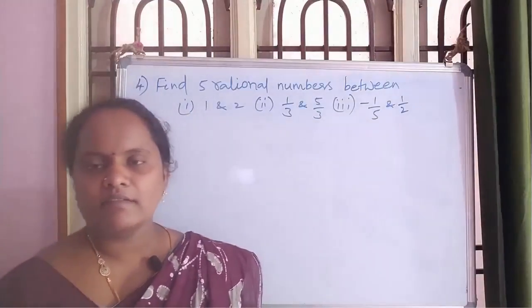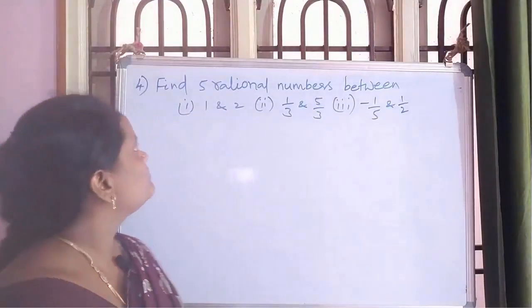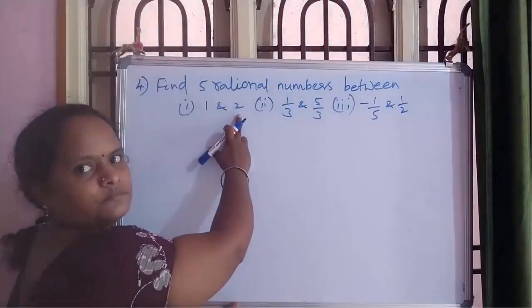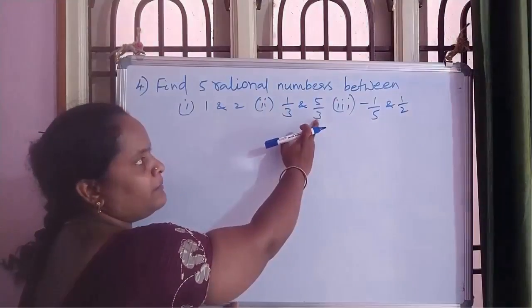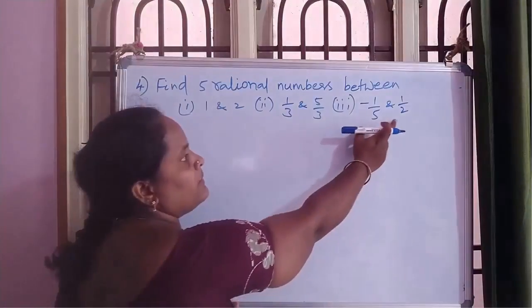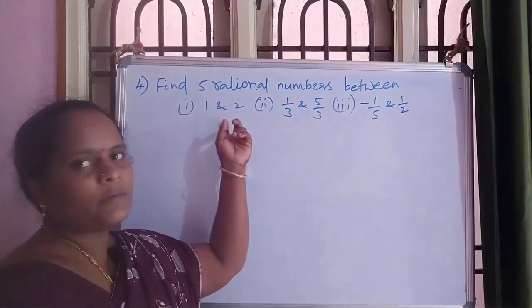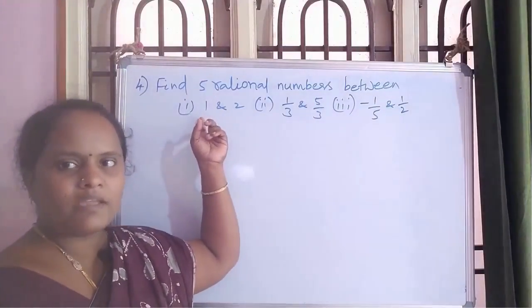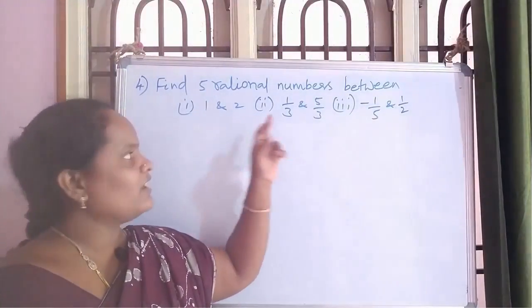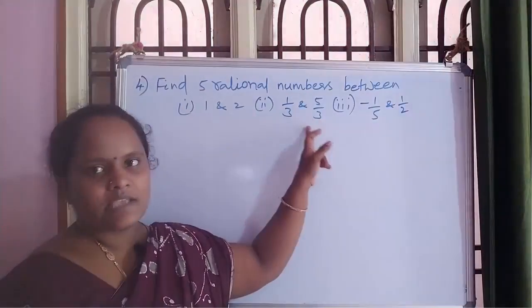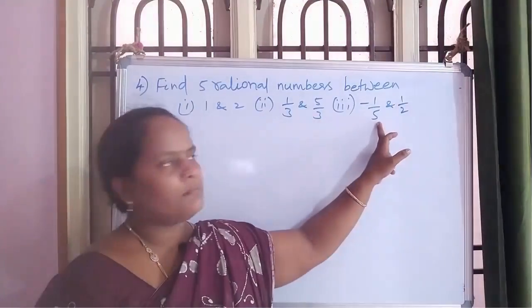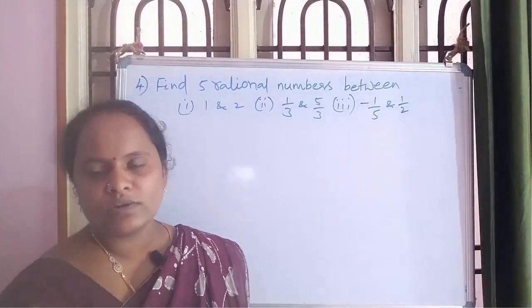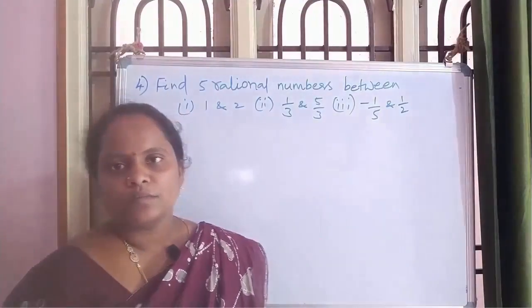So children, I have given a question here. Find 5 rational numbers between 1 and 2, 1 by 3 and 5 by 3, and minus 1 by 5 and 1 by 2. If there is no denominator, it means 1 is the denominator. 1 can be written as 1 by 1. 2 can be written as 2 by 1. 1 by 3 and 5 by 3 have the same denominator. Minus 1 by 5 and 1 by 2 have different denominators. These are the 3 types of questions you will get in the textbook.